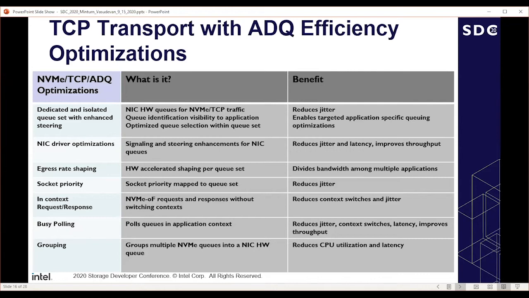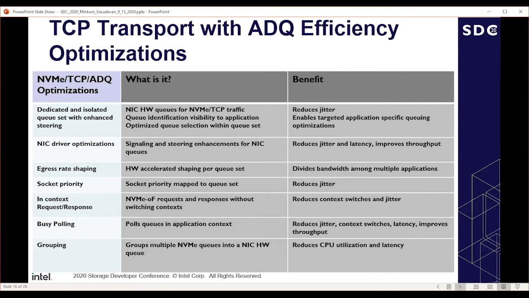So along with the queues that are dedicated, there are some additional optimizations in the driver, for instance, to facilitate better queue steering and signaling to the chosen queue set. The signaling is key because in conjunction with busy polling, one can be pretty aggressive with how interrupts are moderated. And so these optimizations in the NIC help reduce jitter and latency and also improve throughput for NVMe over TCP.